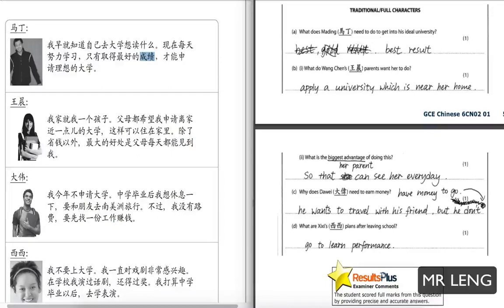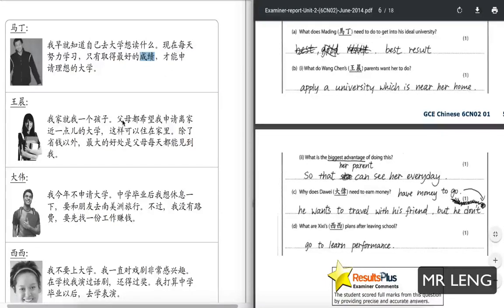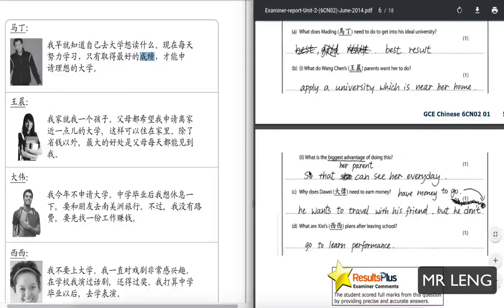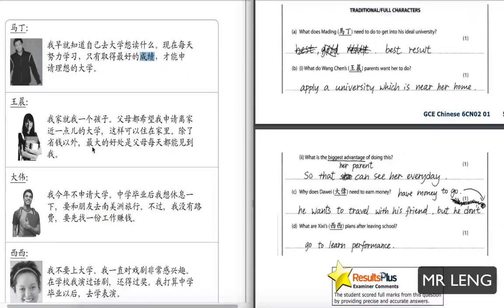In B, there are two sub-questions. The first one: what do Wang Chen's parents want her to do? So you're going to look for the keywords, which are the parents. 父母希望我申请离家近一点的大学。离家近一点的大学。So the first thing is to apply to a university near home. Okay, what is the biggest advantage of doing this? Of doing what? Of living next to home. Let's take a look at this sentence. The biggest advantage is that parents every day can see me.